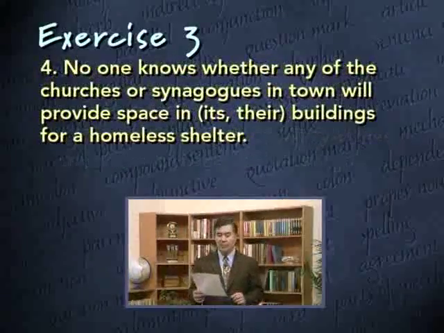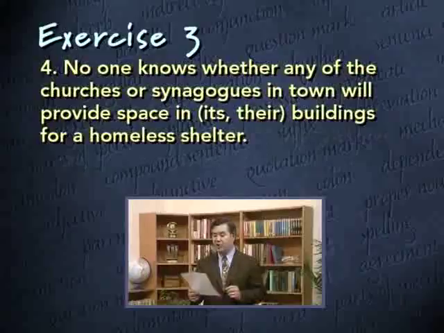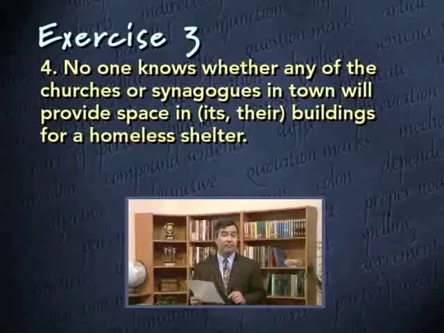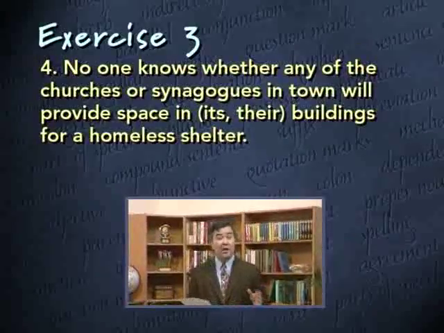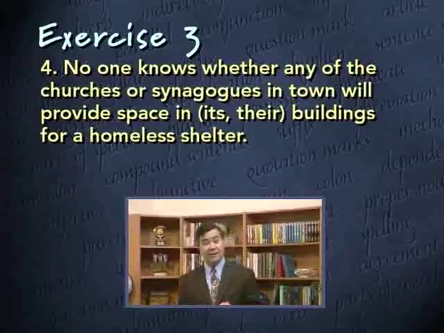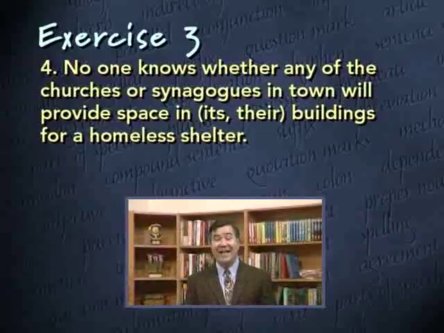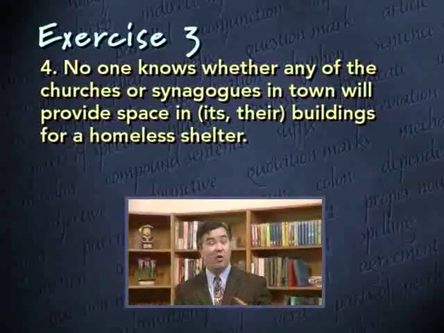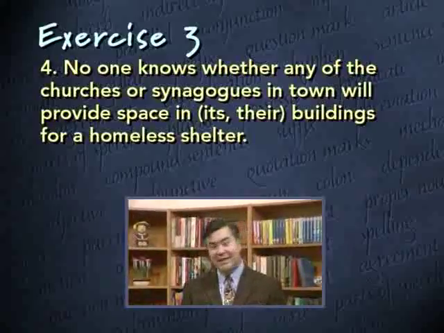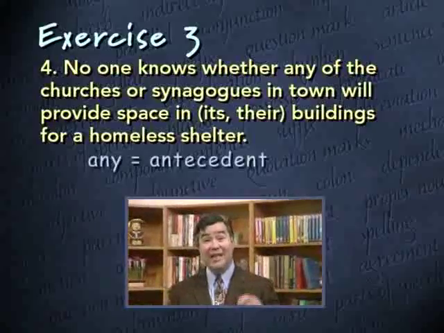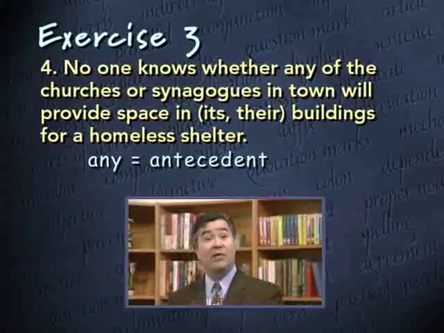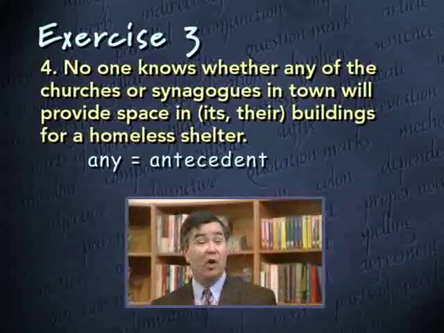Our next example. No one knows whether any of the churches or synagogues in town will provide space in its or their buildings for a homeless shelter. Okay, again we have a choice between singular and plural pronouns. Which is correct? To answer that, once again we have to find the antecedent. Which word earlier in the sentence is being referred to by its or their? Is it churches? Is it synagogues? Well, not exactly. It's really any. No one knows whether any blah, blah, blah will provide space in its or their buildings for a homeless shelter.